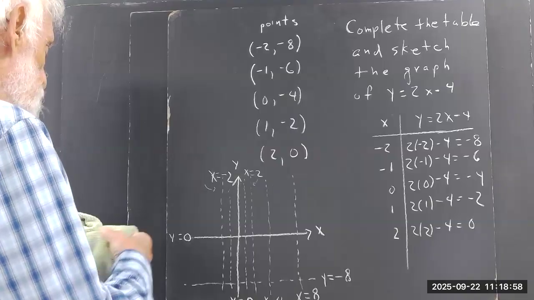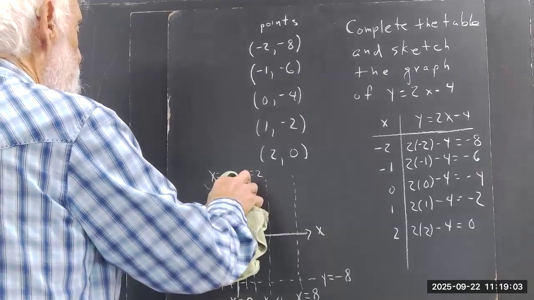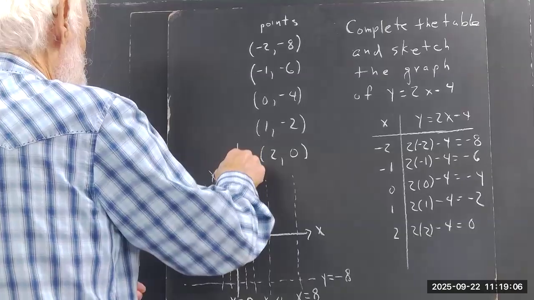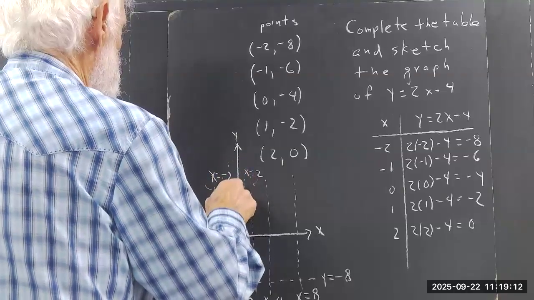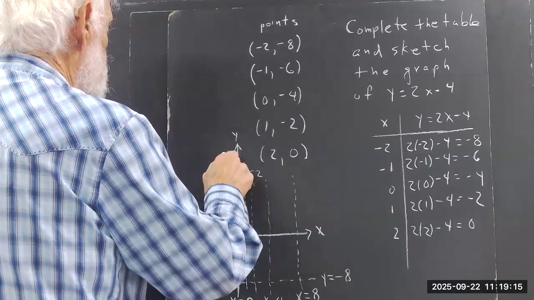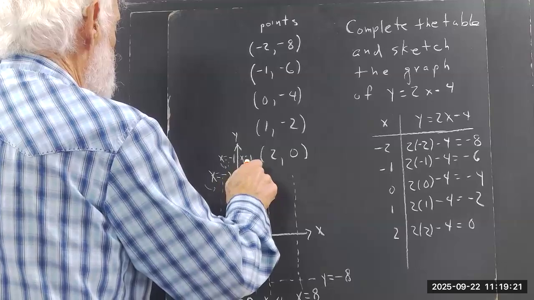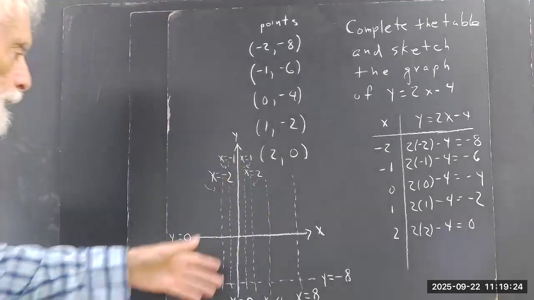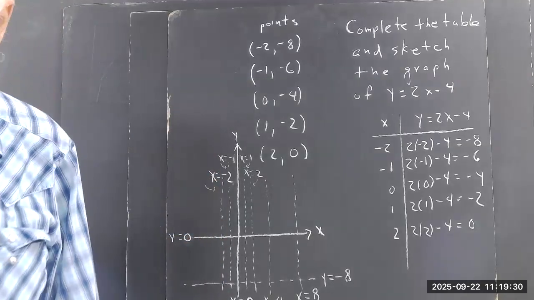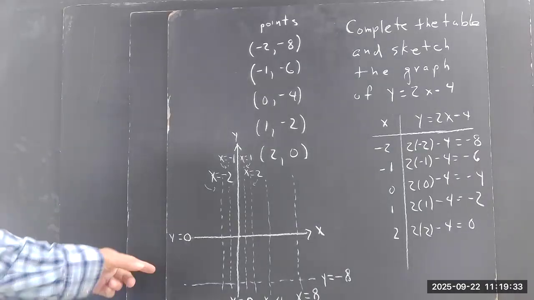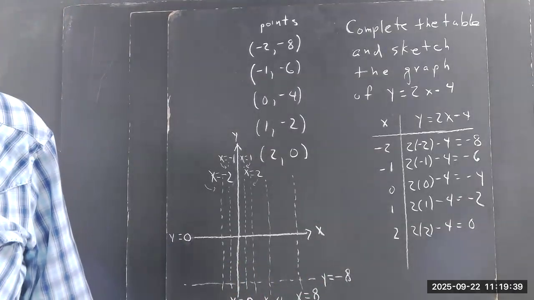Now my label for the y-axis is in the way. So I'm going to make the y-axis a lot longer so I can extend these lines for x equals negative 1 and x equals 1. So you've got to understand that these lines are x equals negative 2 because everywhere on this line, x is negative 2. This is a line y equals negative 8 because everywhere on this line, the y coordinate is negative 8.